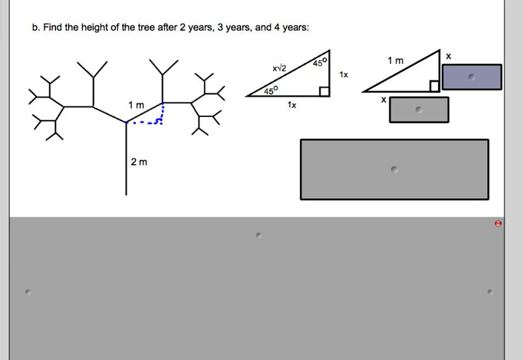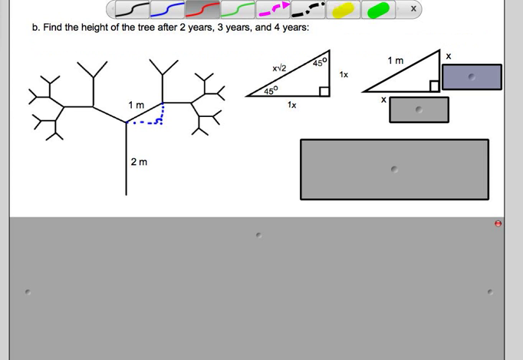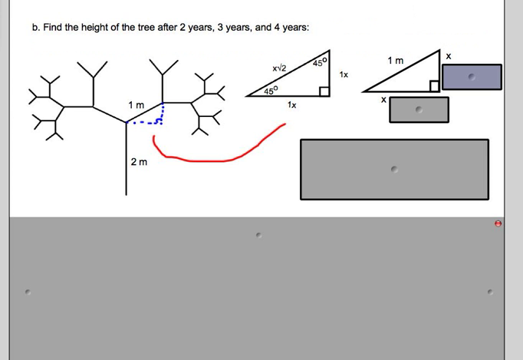Find the height of the tree after 2 years, 3 years, and 4 years. You may do this problem manually. Although you were given the height of the tree in its first year, you need to find out how much it's grown vertically in the second. For this, you may use the 45-45-90 triangle. 1 equals x rad 2. In order to isolate the x, you can divide 1 by rad 2. By multiplying both the top and the bottom of this fraction by rad 2, you will find that x equals rad 2 divided by 2.